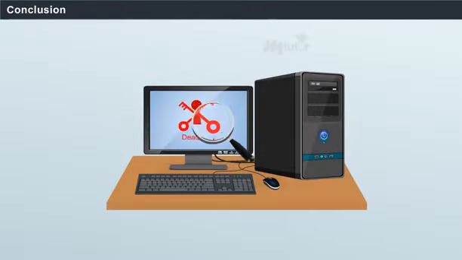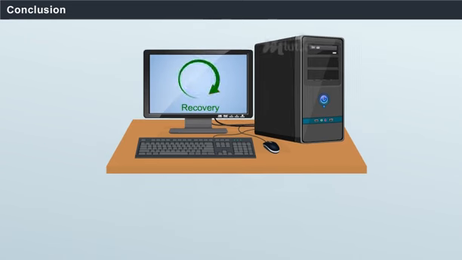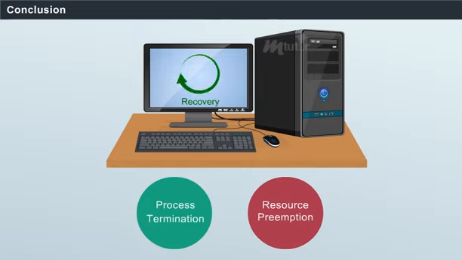Conclusion. Thus, you have understood that once a deadlock is detected in a system, it can be recovered using any of these techniques: process termination and resource preemption.